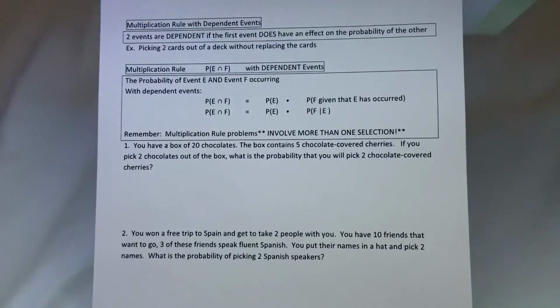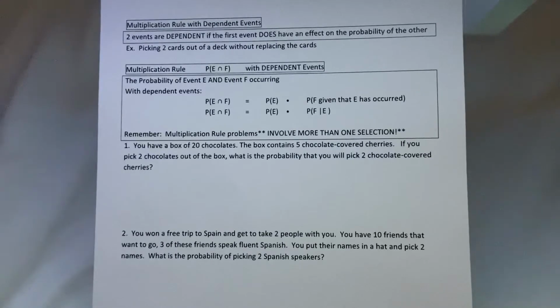If event 1 was failing the first test, and event 2 was failing the class as a whole, does failing the first test change your chances of failing the class as a whole? I think we would all agree yes. So the general rule for the multiplication rule or formula with dependent events, the probability of E and F, so that would be the probability of failing the class and failing the test, is the probability of failing the test times the probability of failing the class given that you failed the test.